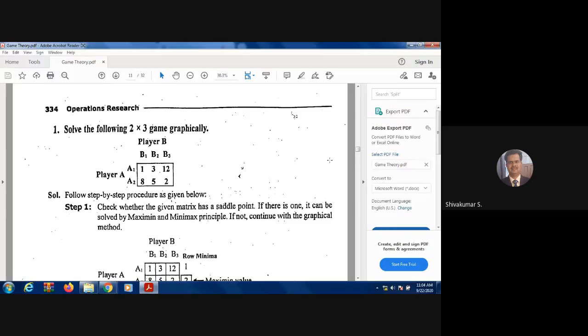Player A: A1, A2. Player B: B1, B2, B3. It all depends on the textbooks. Somebody writes 1, 2, someone writes X1, X2, someone writes Y1, Y2, Y3, it all depends on the textbook, so you don't have to worry about those things. Player A is going to use strategies A1, A2, and player B, B1, B2, B3. Write the values now.